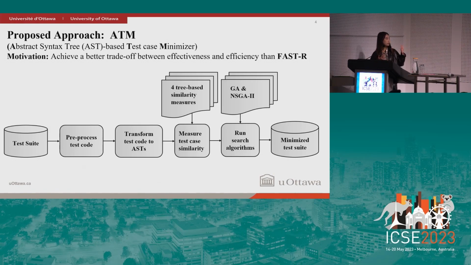These are the main steps of our approach. First we have a test suite, then we pre-process the test code, and then we transform the test code into ASTs. Based on these ASTs, we use 4 different tree-based similarity measures to calculate the similarity between all pairs of test cases. Then we apply search algorithms, like the genetic algorithm and the multi-objective search NSGA-II, using those similarity measures to minimize the test suite.